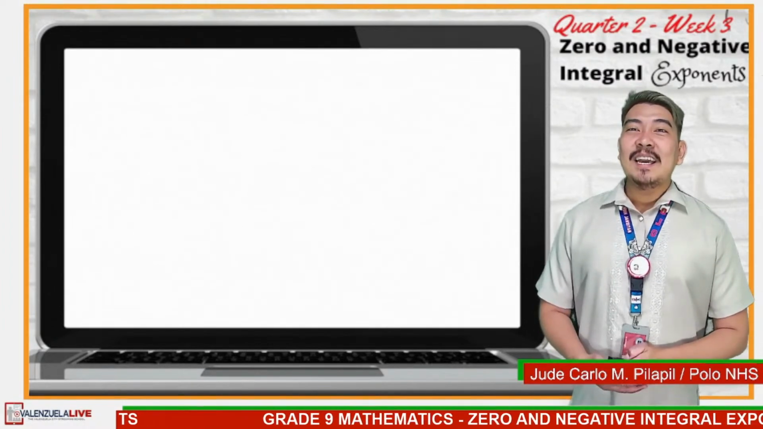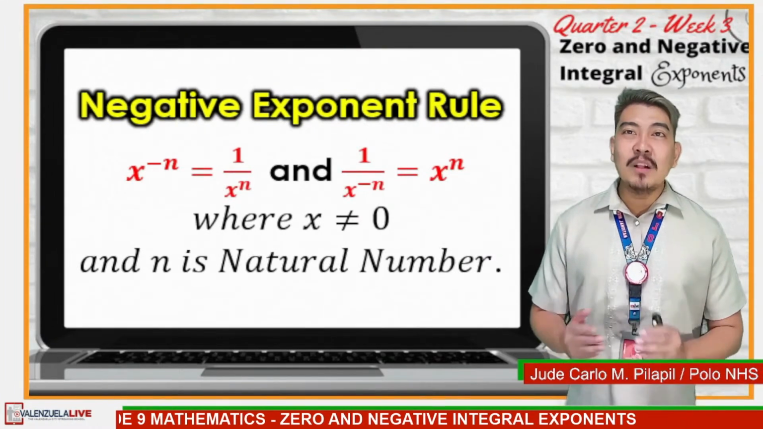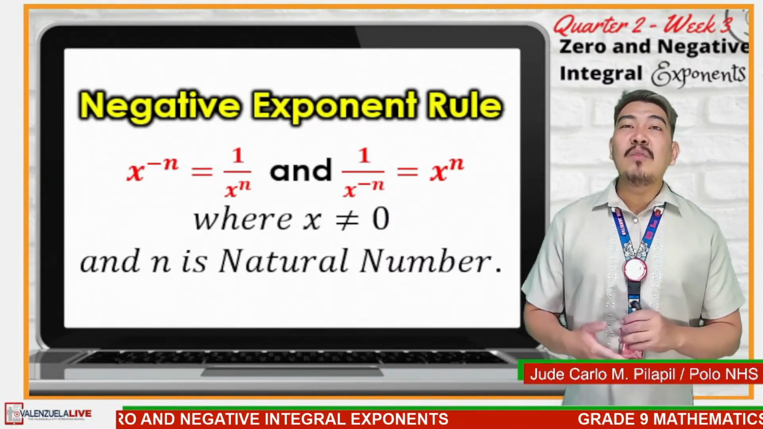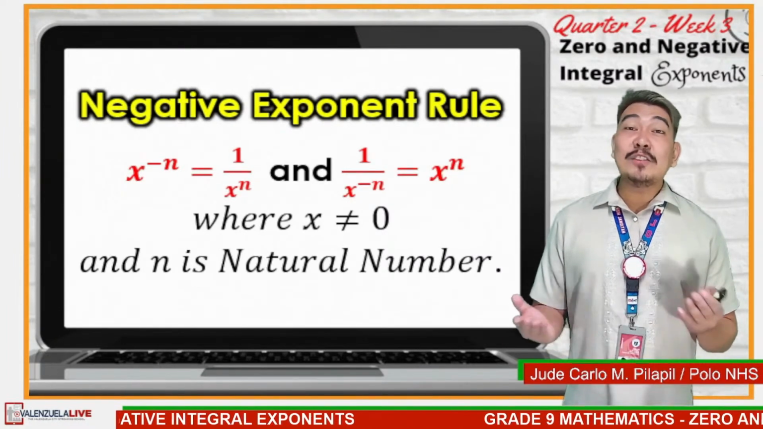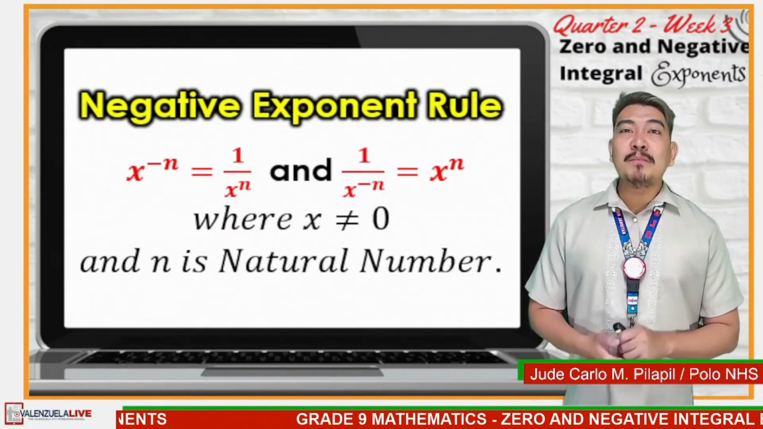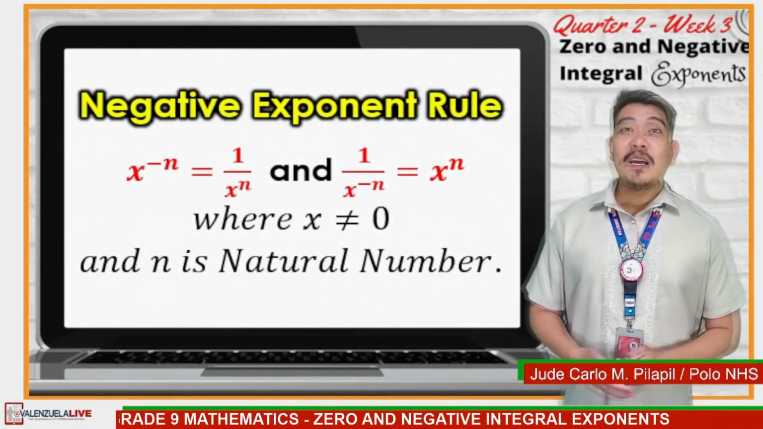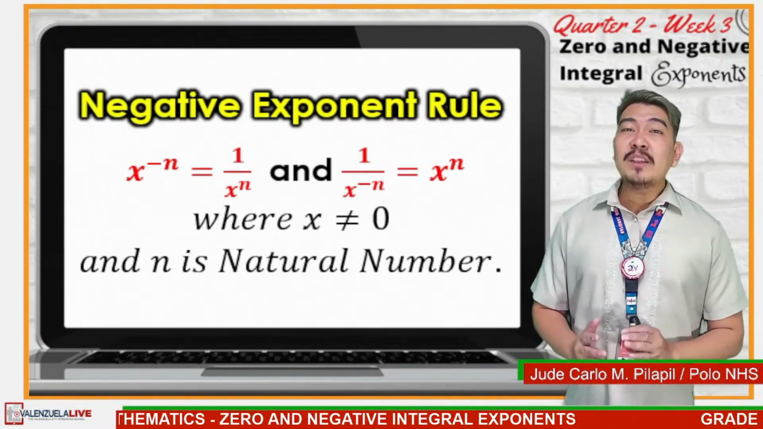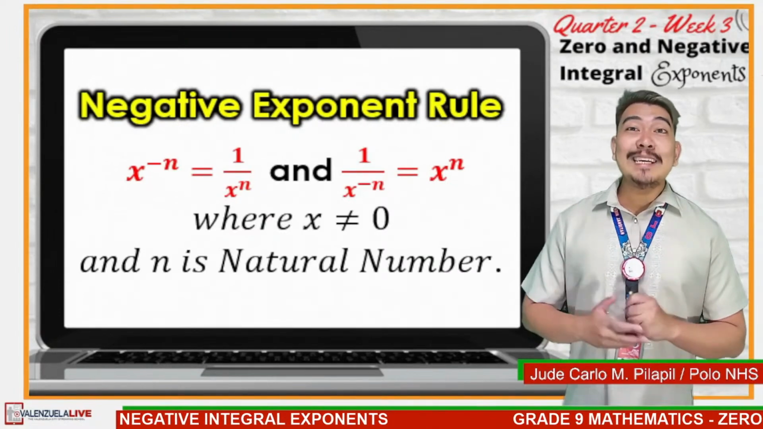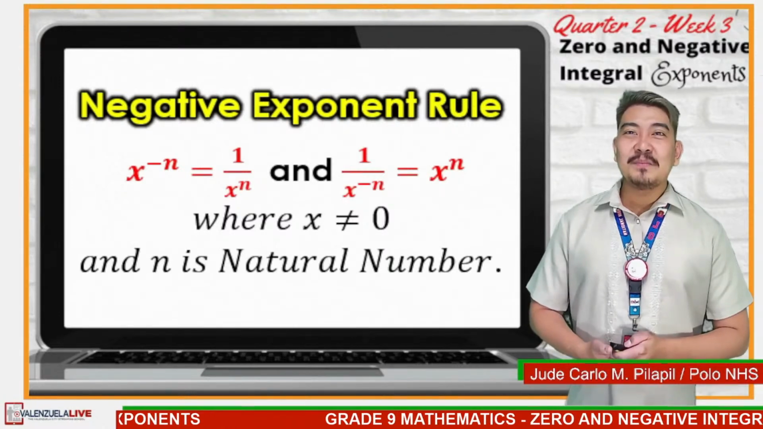As stated in the negative exponent rule, x raised to negative n is just equal to 1 over x raised to n. And 1 over x raised to negative n is just equal to x raised to n. We should take note that x should not be equal to 0, and n is a natural number. If the exponent of a certain variable or factor is negative, we just need to take its reciprocal, then change the exponent to positive.